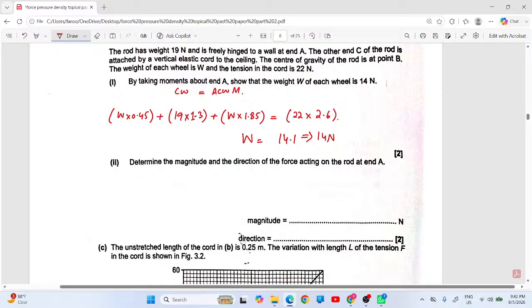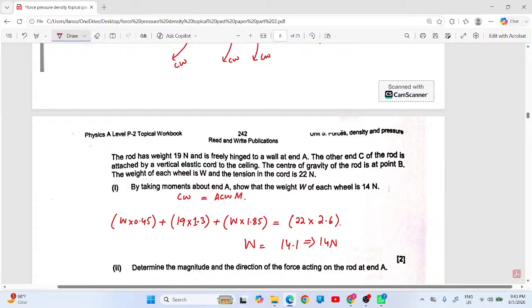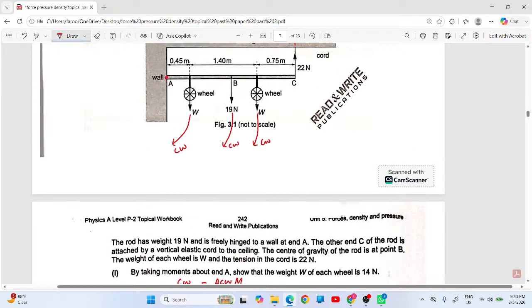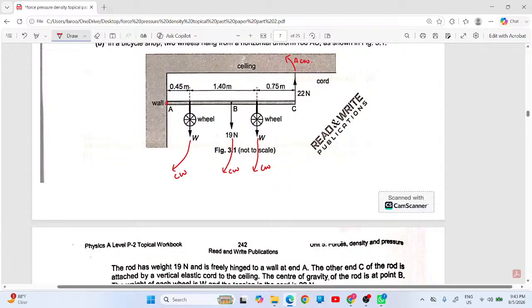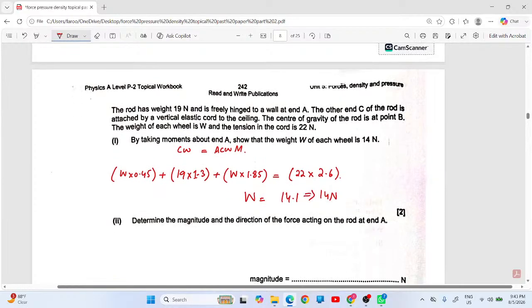Next is: determine the magnitude and the direction of the force acting on the rod at end A. Where is the A? What is the magnitude and direction of the forces acting on the rod at end A? Okay, this is the end A. How many forces are acting downward? 3. And how many forces are acting upward? Just 1. So we take upward forces equals downward forces.